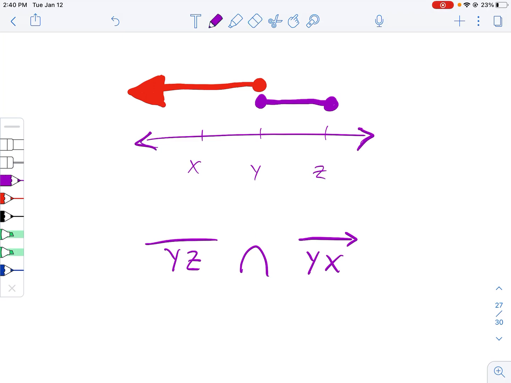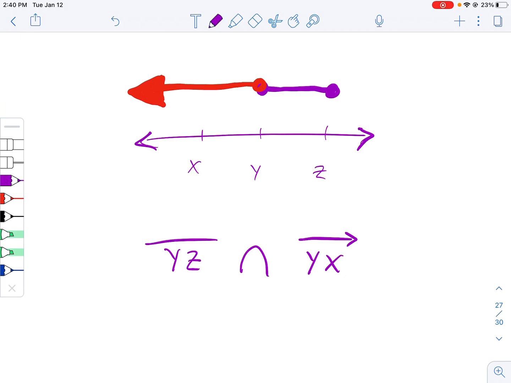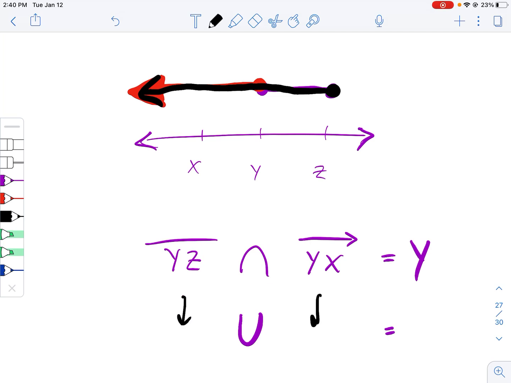Okay, so how do I figure out the intersection? One way to think of this is where, if I moved these two on top of one another, where would they overlap? And as you can see, they would overlap at Y, so that is going to be their intersection. So their intersection is Y. If I was asked what their union was, I would take this whole figure, and I would take all the points that I have in this figure that I've basically added these two sets together. And so my union of these two figures would be ray ZY or ray ZX.